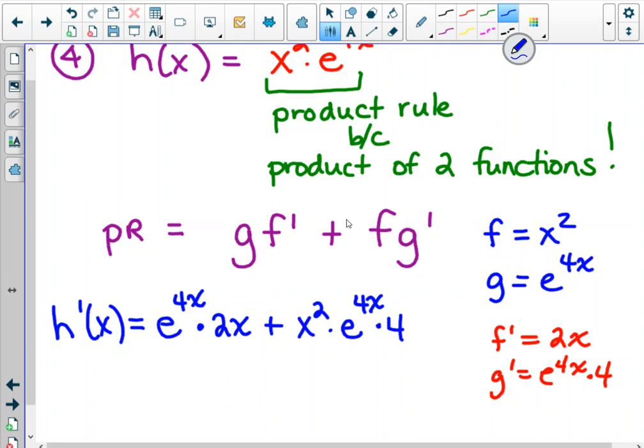Product rule, you should both have those. So knowing how to take the derivative of e to the 4x, that's going to be you. Knowing how to pull product rule together, everybody should be able to do that. One function times the derivative of the other plus the reverse.